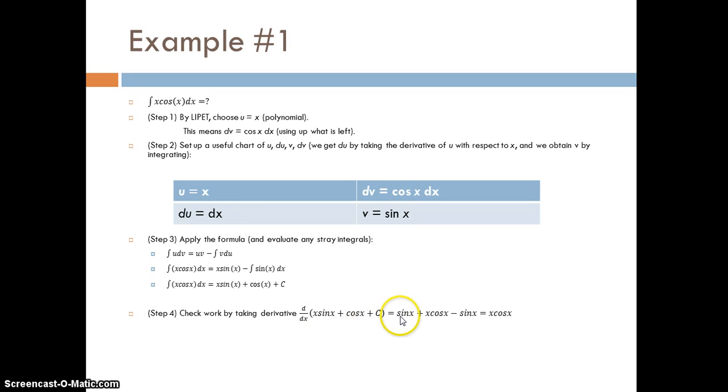When you do the product rule of x sine of x, you get sine of x plus x cosine of x, and then to get rid of that extra sine of x, that's why we have that cosine of x part as part of our antiderivative. That'll give us the minus sine of x that we need to cancel out to just get the x cosine of x part.